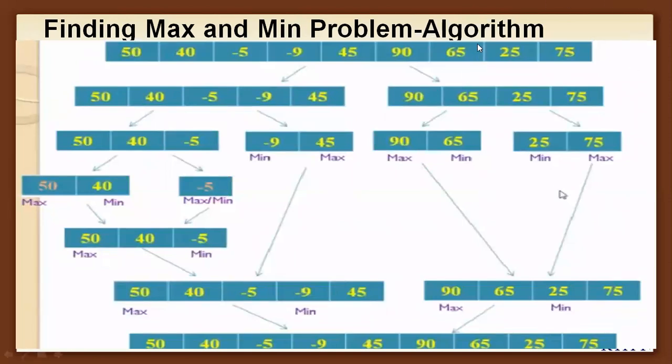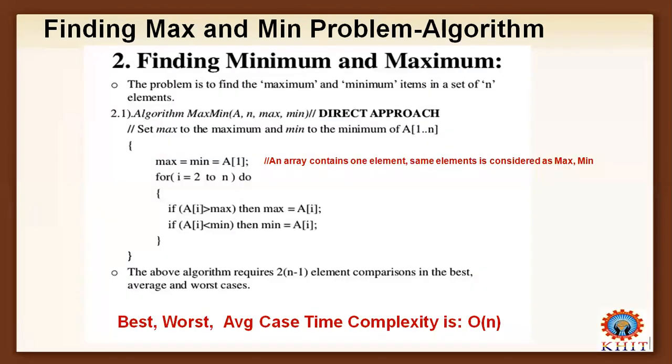First, we can apply division. Next, go for conquer and combine. We will get the resultant array maximum and minimum element. So friends, in this way we can solve the problem very easily. Now let us move to how to write an algorithm. Finding the max min problem, how to write an algorithm.